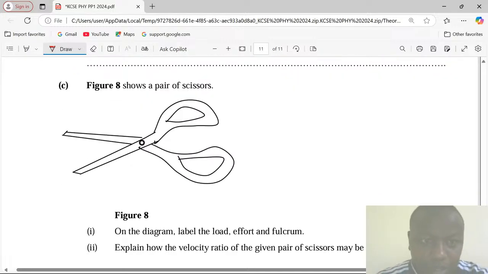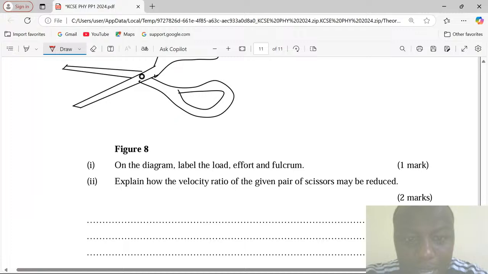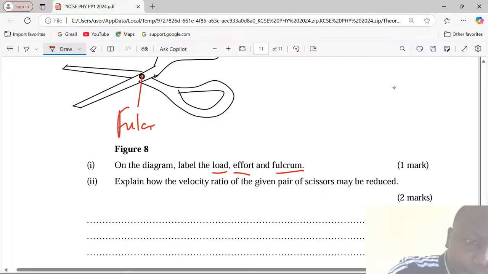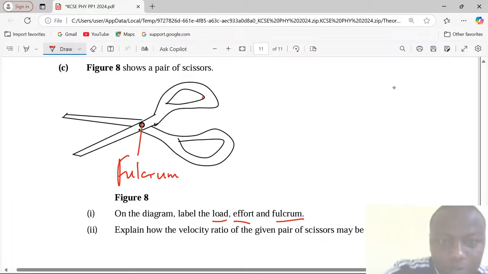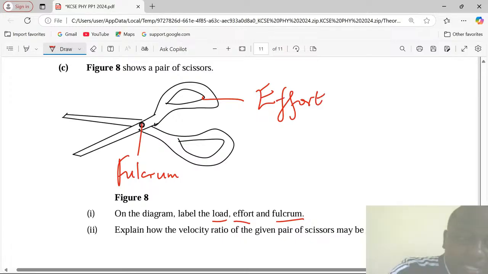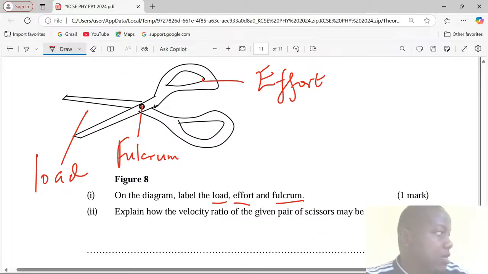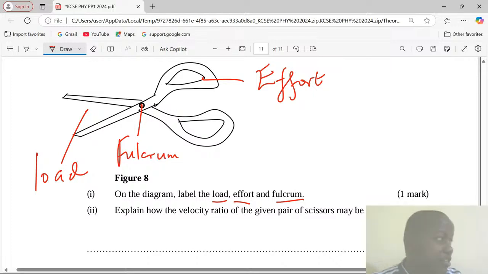In part C, we are given a figure here, figure 8, showing a pair of scissors. On the diagram, label the load, effort, and fulcrum. Fulcrum is the pivot, the moving part. So this one is the fulcrum. Then where do you apply the effort? At the handle. Therefore, this is where the effort will be applied. And whatever is being cut by the scissors is the load. Therefore, we place the load at that position. So that is a rough labeling of fulcrum, effort, and load.